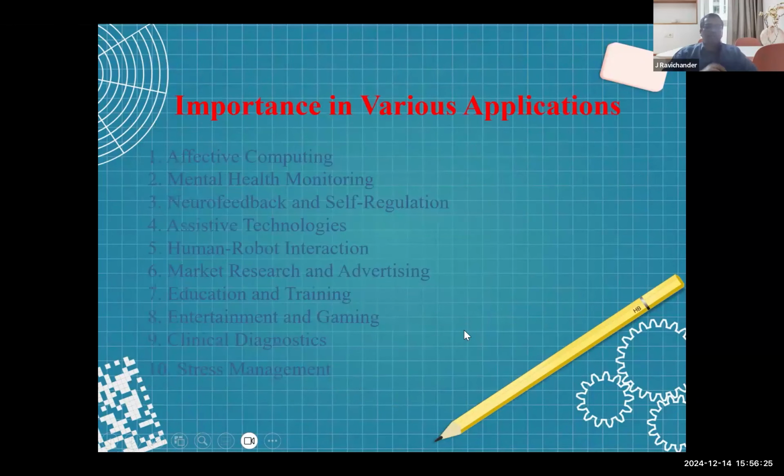Next, importance in various applications. What are the applications we are going to use in this particular brain-computer interface? What and where are we going to use? In affective computing, one area is mental health monitoring. This is a very interesting area, which is aligned with our FDP topic.